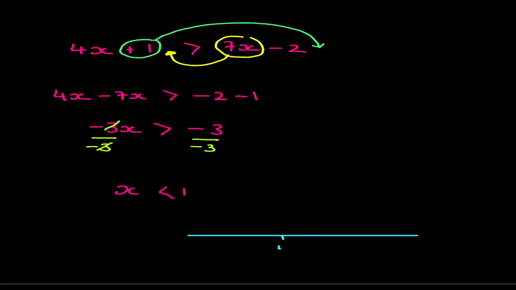And let's plot that in. Let's say 1 is here, 2, 3, that will be 0, -1, -2, and x is less than 1. So circle, we don't colour it in, towards the left hand side.